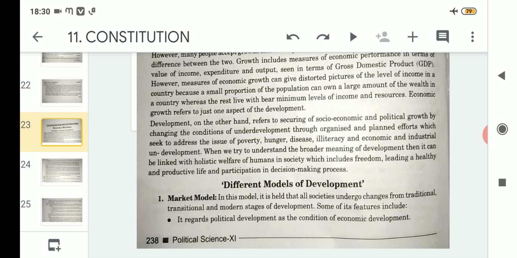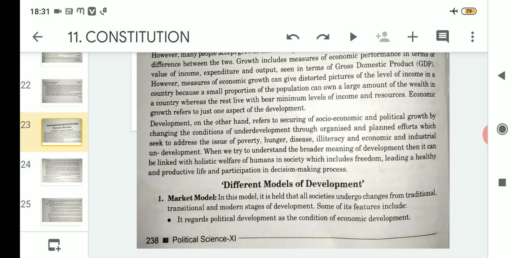The first model of development is the market model. In the market model, it is held that all societies undergo changes from traditional, transitional, and modern stages of development. Some of its features include: number one, it regards political development as the condition of economic development. So the market model involves changes starting from traditional to modern stages of development.